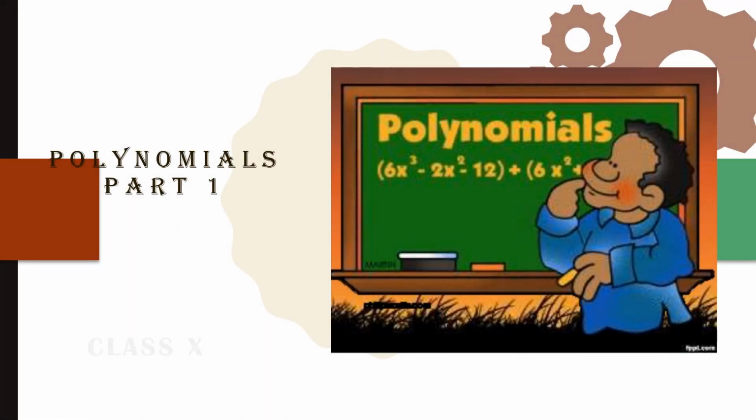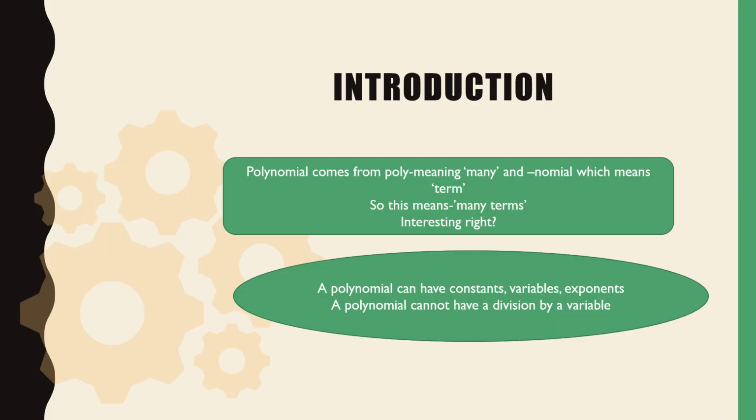We will be discussing here about polynomials, and this is part 1 of the series. So basically the word polynomial has come from two words, poly meaning many and nomial which means term. So you can say a polynomial has many terms. A polynomial can have constants, variables, exponents, but it cannot have a division by a variable.